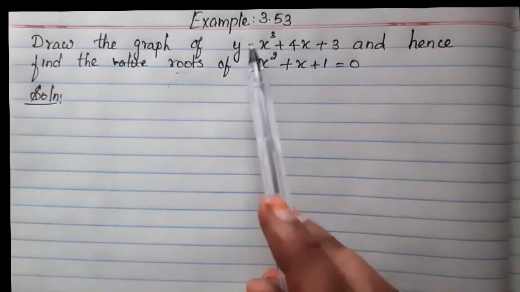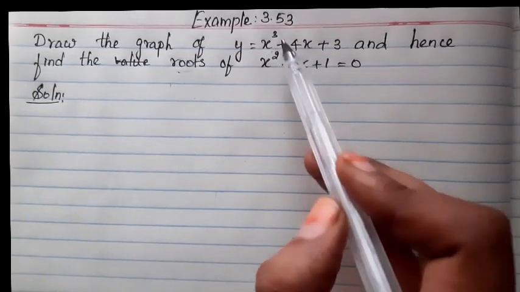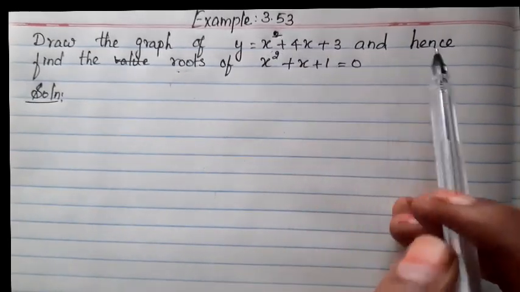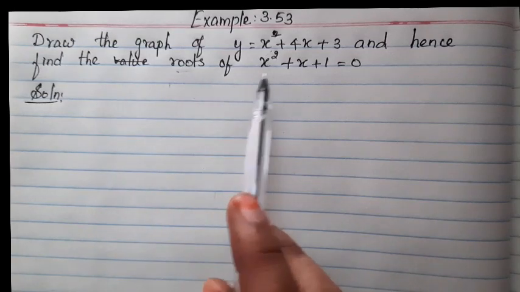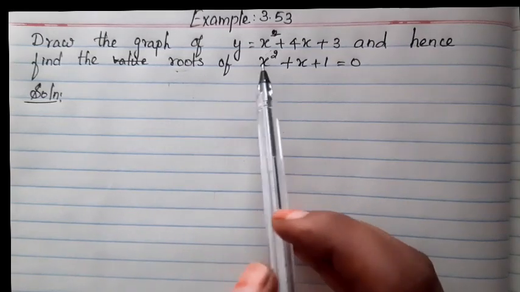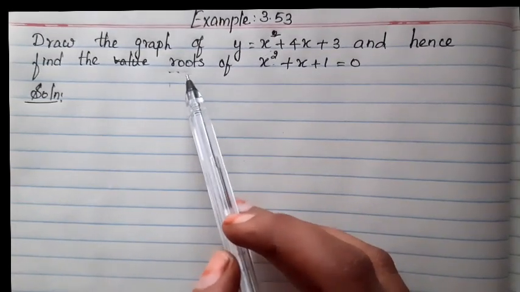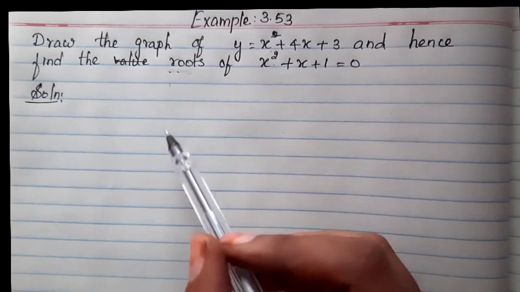Next example 3.53. Draw the graph of y equal to x square plus 4x plus 3 and hence find the roots of x square plus x plus 1 equal to 0. So see, these two equations are given. We have to find out the roots. Roots is same as solution. The same method we can use.